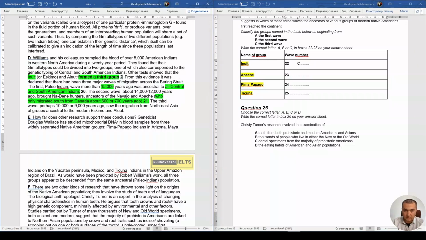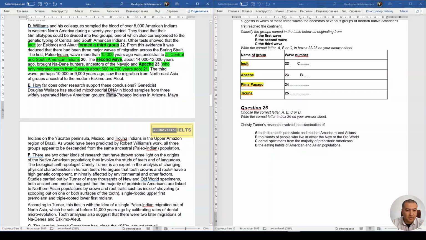Let's write 22 here. And Apache. It brought Na-Dene hunters, ancestors of the Navajo and Apache, who migrated in the second wave. Yes, Apache is about the second wave, which means Apache should be B. So let's write it down: Apache, second wave, 23. And Pima, Papago, and Ticuna.